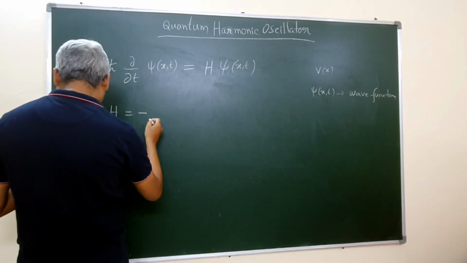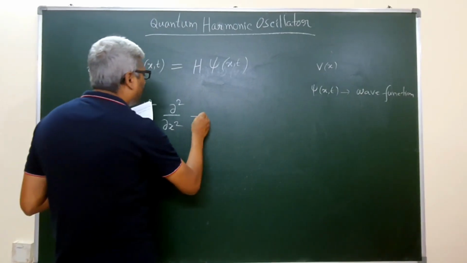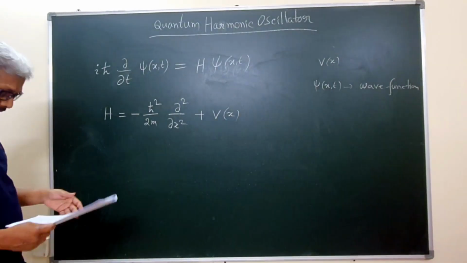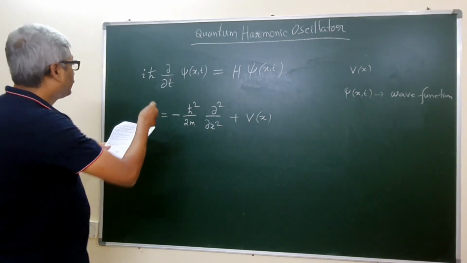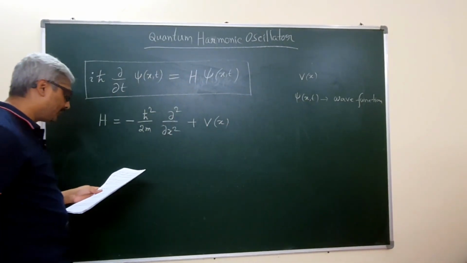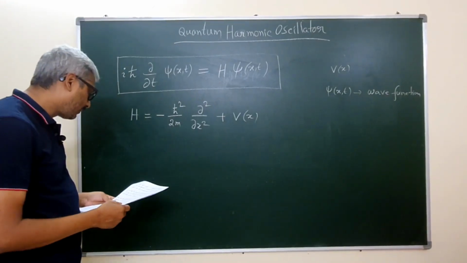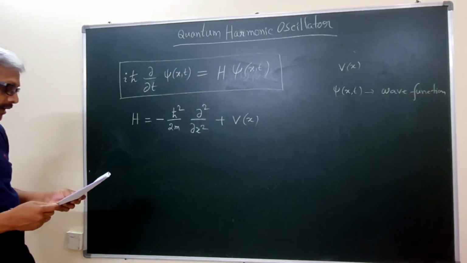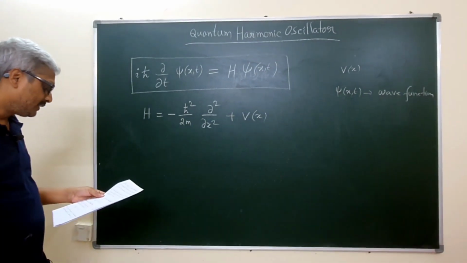And H is the Hamiltonian, which is equal to minus h bar square by twice m del square by del x square plus the potential energy. So this is the kinetic energy part, this is the potential energy part of the Hamiltonian. And we also said that it is usually very difficult to directly solve this time dependent Schrodinger equation. For that, what we do, we first solve the eigenvalue equation for this Hamiltonian operator to obtain the energy eigenstates, and once we have the eigenstates and the eigenvalues of the Hamiltonian, it is relatively easy to calculate the time evolution of any arbitrary initial state of the system.